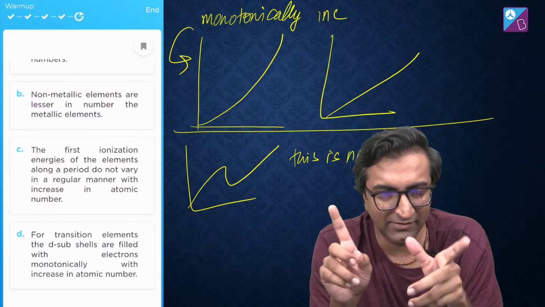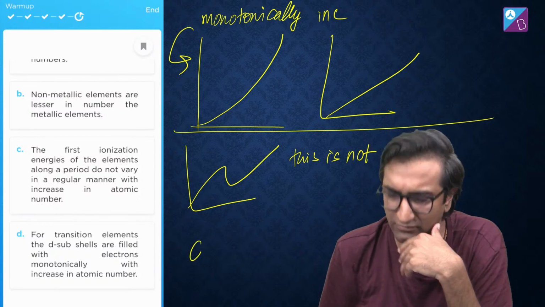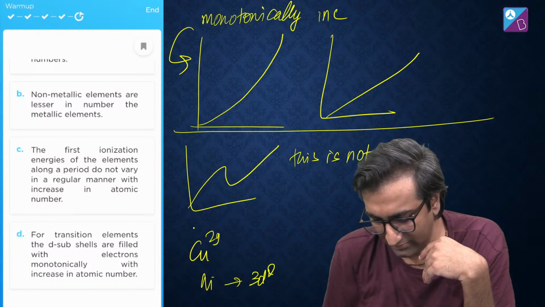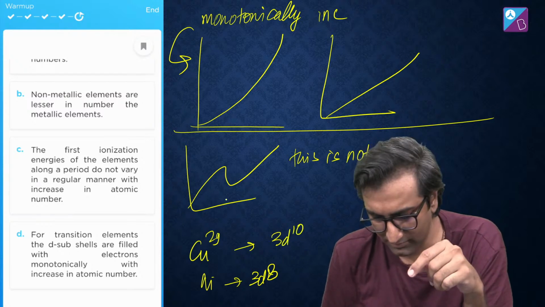Half filled or fully filled में exception होता है. You're absolutely right. So until copper के पहले क्या है? Copper is 29. उससे पहले क्या था? Nickel. Nickel is 3d8, right? But copper becomes 3d10. So that is like a jump.